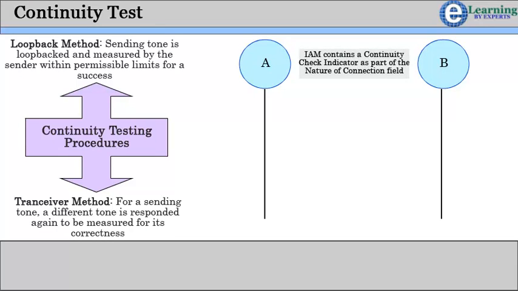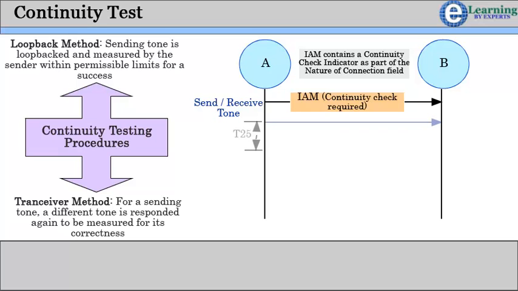The initial address message (IAM) contains a continuity check indicator as part of the nature of connection field. When an ISUP trunk circuit is selected for an outgoing call, and the exchange determines that a continuity check should be performed, the continuity check indicator is set to true. A tone generator is connected to the outgoing circuit, and the IAM is sent to the SSP at the far end of the trunk. Timer T25 is started when the tone is applied, to ensure that tone is received back within the T25 time period.